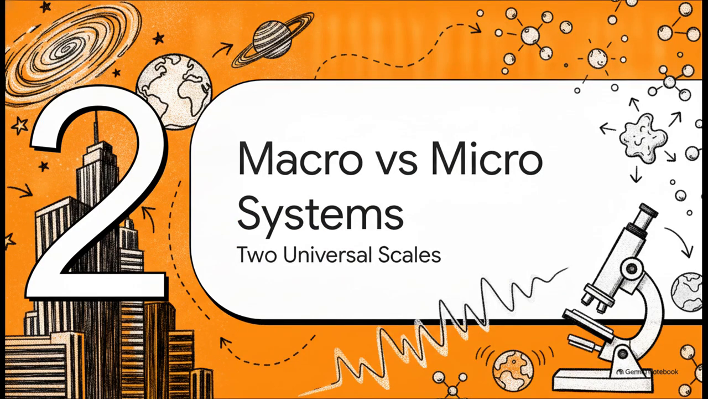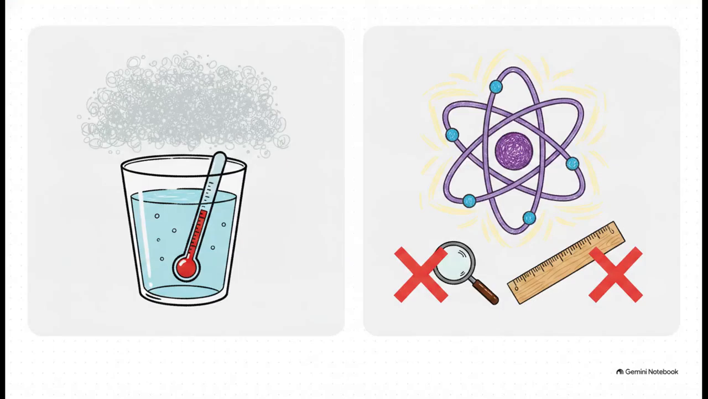Moving on to Section 2, Macro versus Microsystems. Here we have the crucial difference in scale. On the left side, we've got the macroscopic system. Macro just means large. This is a system containing billions of atoms or molecules, like a cylinder full of gas or simply a cup of water. And because it's so massive, it has properties we can easily and directly measure with everyday tools, like temperature, pressure, and volume.